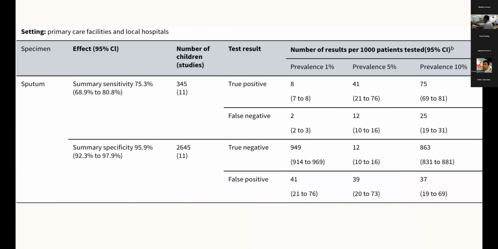So coming back to this. Okay, we have the summary sensitivity, which we got from the review, and we looked at the summary specificity. And now we have the prevalence estimates of 1%, 5%, 10%. What will the true positive and the false positive rate be? How do we now use this to move further? How do we use this to now apply it into our setting?